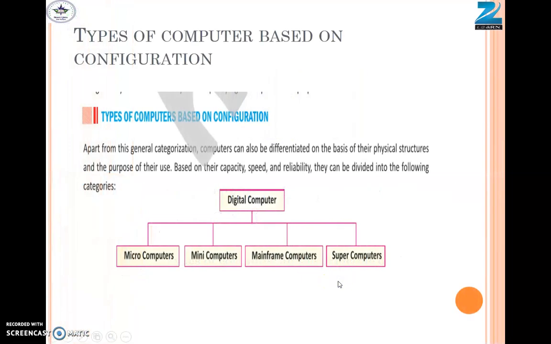Basically digital computers are categorized in four categories: microcomputers, mini computers, mainframe computers and supercomputers. It is very important to know about all this because in different areas we use different types of computers.